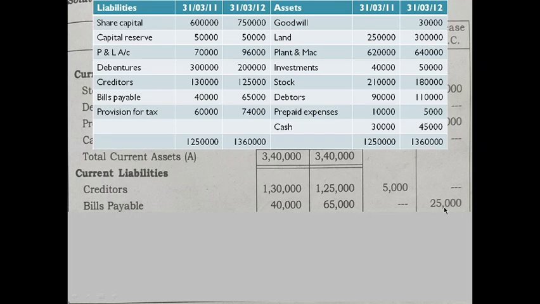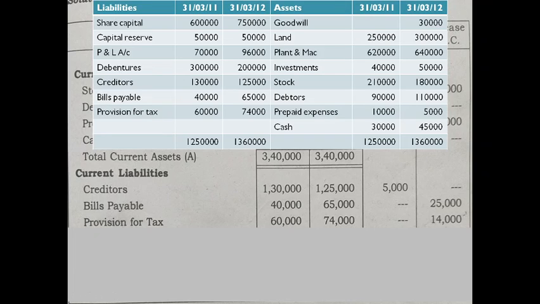Usually we stop entering the items at this point, but in this case it is said that provision for tax has to be considered as a current liability. So in that case you have to record that item also. Provision for tax, opening balance 60,000, closing balance 74,000. So there is an increase in the value of current liability, and the difference amount has to be shown in the appropriate side of the statement.